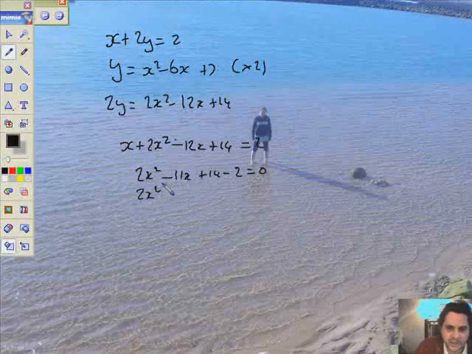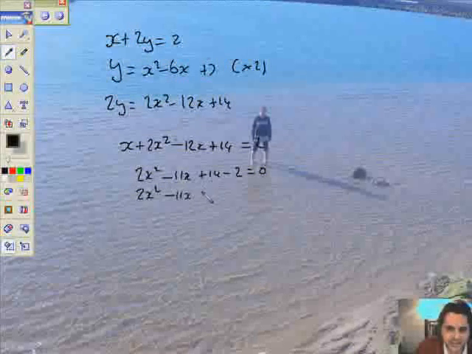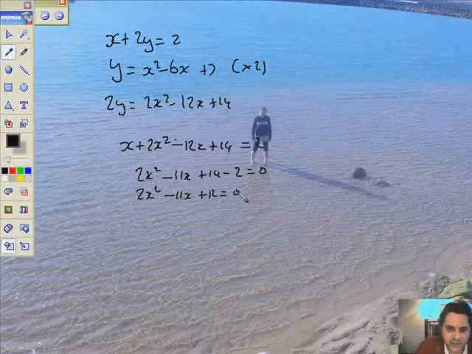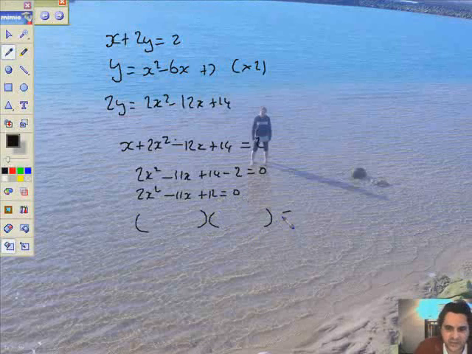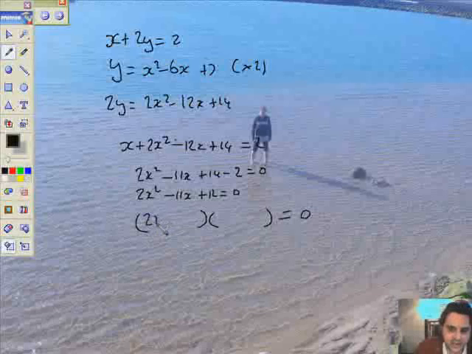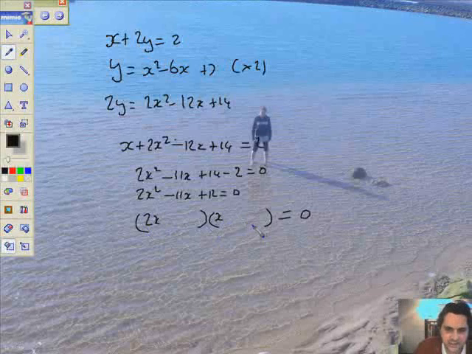Tidy it up further. What we got here? Minus 11x, that's going to be plus 12 equals 0. And now we factorise away and try and land the x's. So we've got 2x and x.